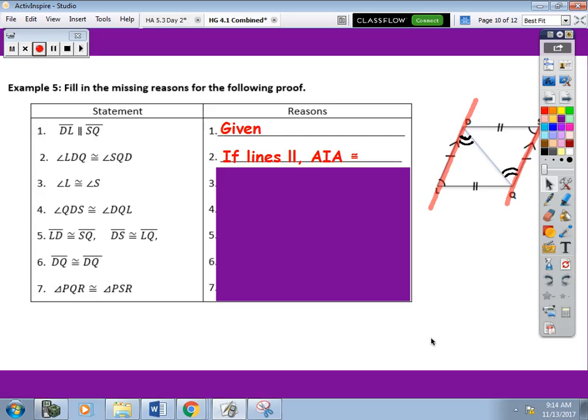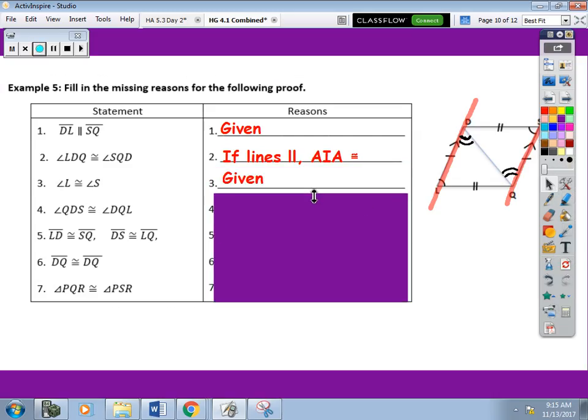And actually, we're going to go back all the way to chapter 1 when we looked at segment bisectors, midpoints, and all that kind of stuff. It's all going to come together in this chapter. All right, next one says angle L is congruent to angle S. So let's go look. L and S were actually marked in the given picture, which means those were given to me. So that's given.